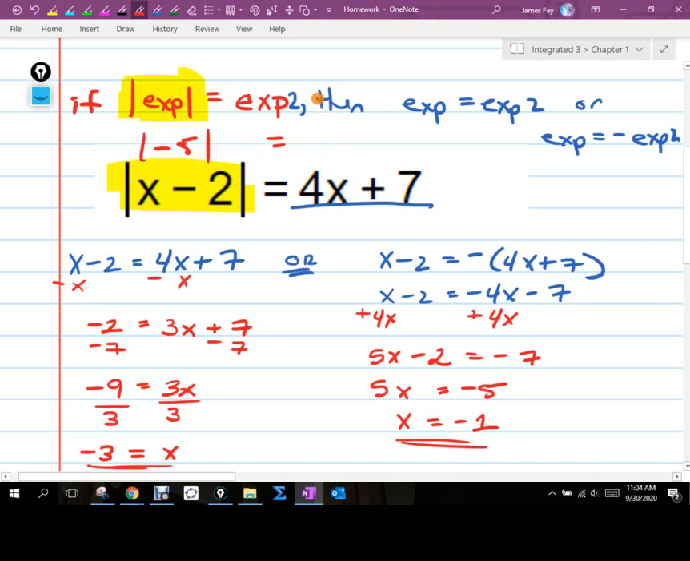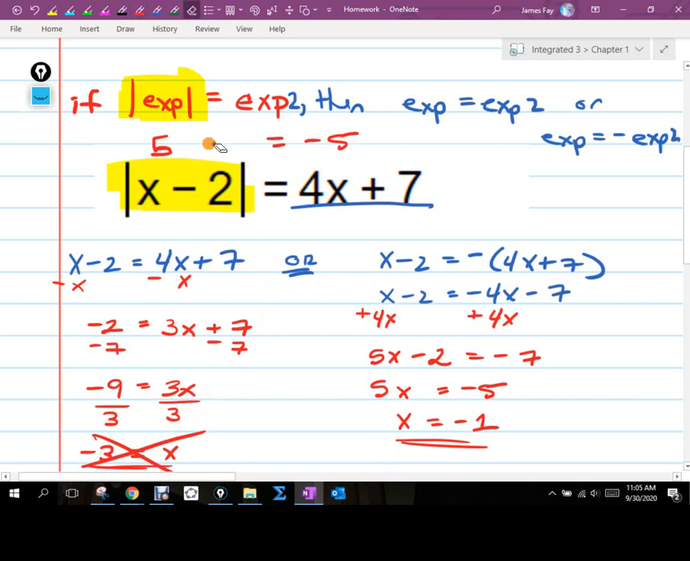Come over here now to this side. And I have 4 times negative 3, which is negative 12, plus 7. Okay. Well, negative 12 plus 7 gives me negative 5, right? What's the absolute value of negative 5? 5. So this really says 5 equals negative 5 when I use x to be negative 3. Is that a true statement? No. So even though it shows up, that's really not a solution.